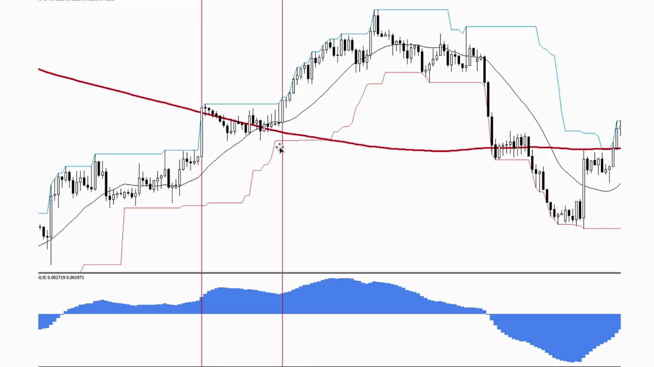Then you can wait for a re-entry. You can see that the market makes another momentum shift into the Donchian channel. You can see the previous high was here. Then this candle breaks it, closes right at the outer Donchian channel, and then we continue higher.